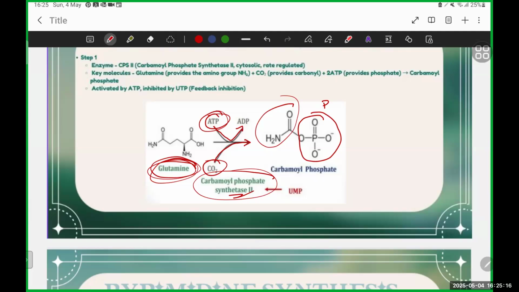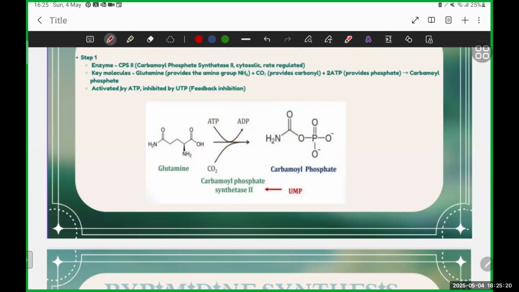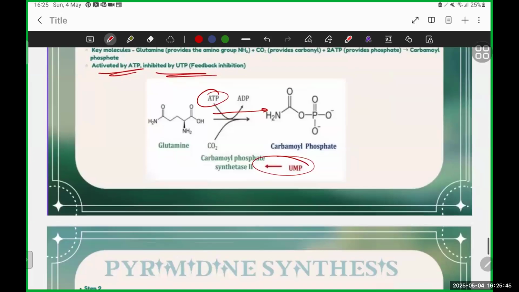It's activated by ATP, obviously, because the more ATP you have, the more carbamoyl phosphate you form. It's inhibited by UTP as a feedback inhibition again, because the more of this nucleotide you have, you don't need any more. Basically, it's like, all right, enough. And this is the regulated step.